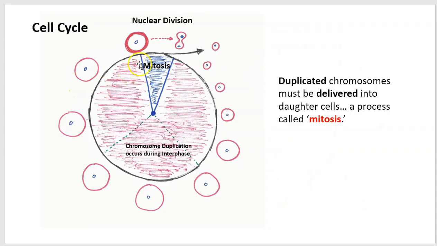So now we're up here at this stage, we're preparing for the blue part of the cell cycle, and that's called mitosis. We can think of it as the nuclear division. So the contents of the nucleus now are going to be delivered to each daughter cell. And what is in the nucleus now are duplicated chromosomes. So mitosis is this process where duplicated chromosomes are going to be delivered to the daughter cells.